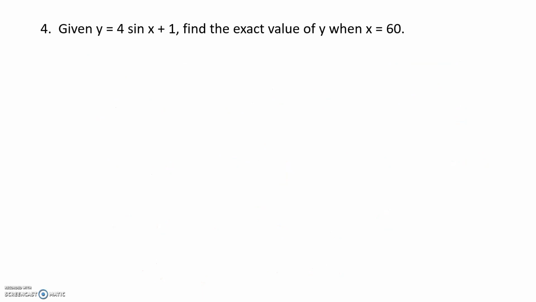Given y equals 4 sine x plus 1, find the exact value of y when x equals 60. Okay, so the fact that it's asking for sine x and when x is 60, sine 60, and the fact that it's saying find the exact value, and the fact that it's a non-calculator question is prompting me to think we're going to need our exact trig ratios. And you're either a learn them kind of person or you're a derive them kind of person. And for me, it's a quick derivation.